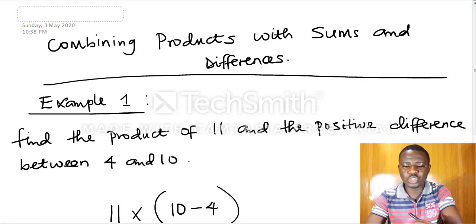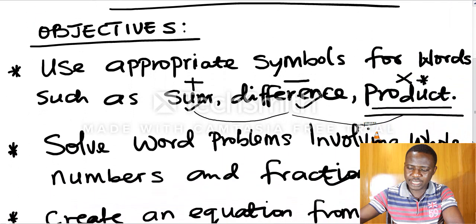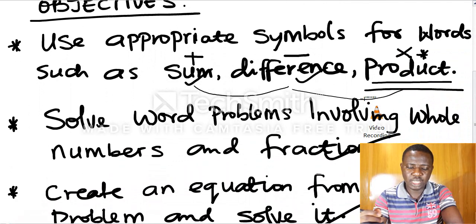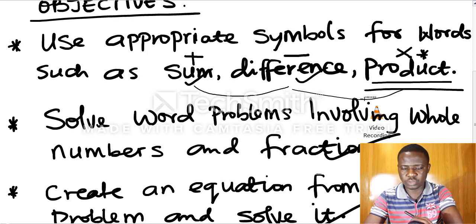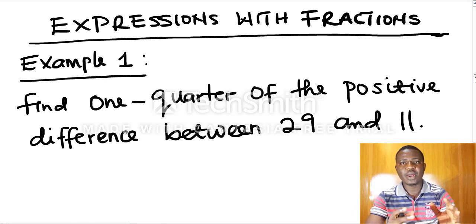Today's class is a continuation of our GSS3 Mathematics on word problems. At our previous class, we looked at word problems involving the combination of products with sum and differences. In today's class, we shall be taking the next objective, which says we should solve word problems involving whole numbers and fractions.